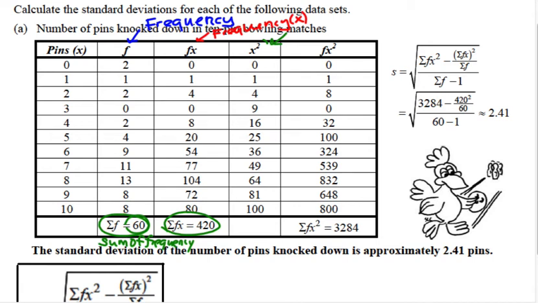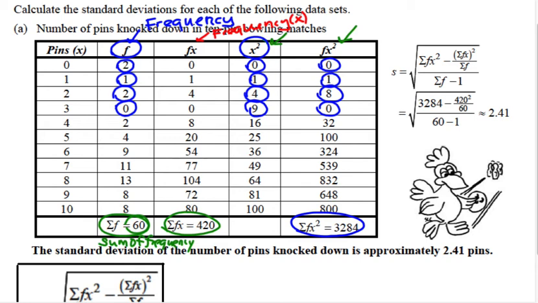The last column is taking your f, this column, and multiplying it to that column. So 2 times 0 is 0. 1 times 1 is 1. 2 times 4 is 8. 0 times 9 is 0. Okay, and you continue it all the way through. And this number is what we want right here. So I'm just circling those 3 numbers at the bottom. We're going to work with those.